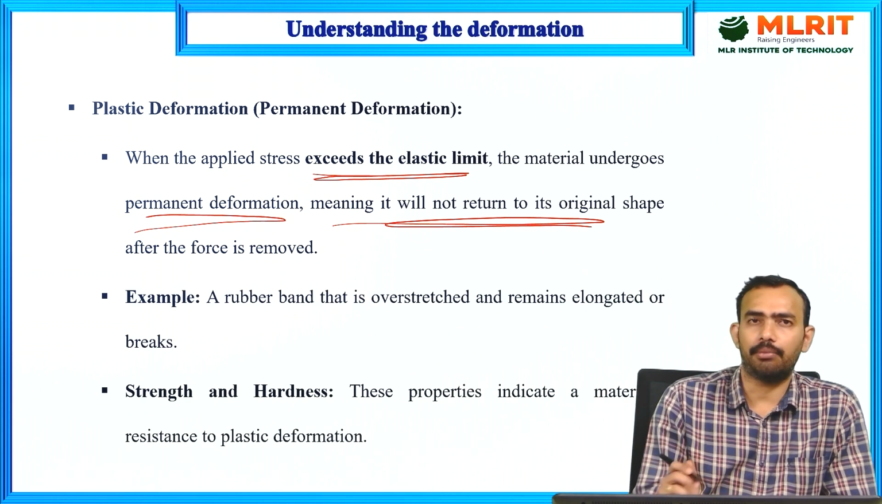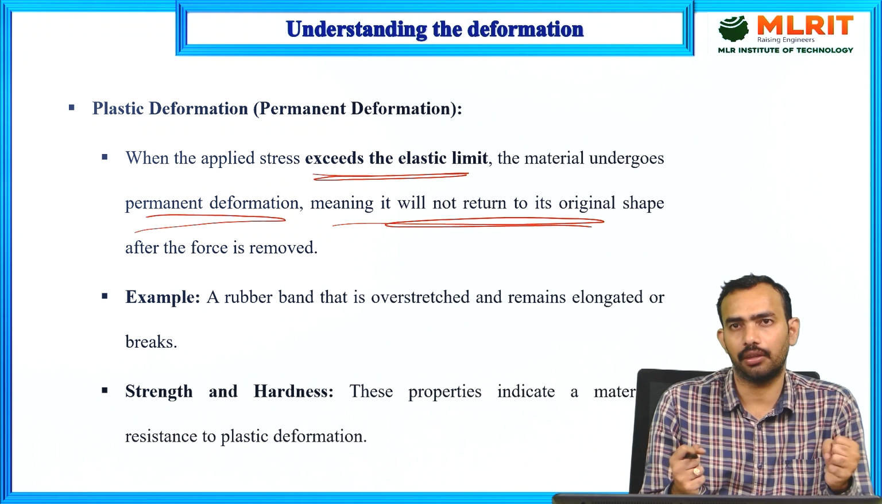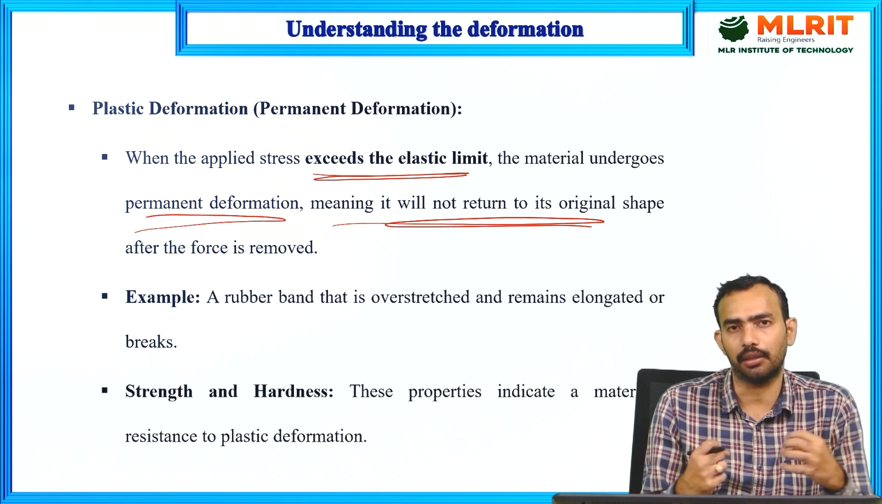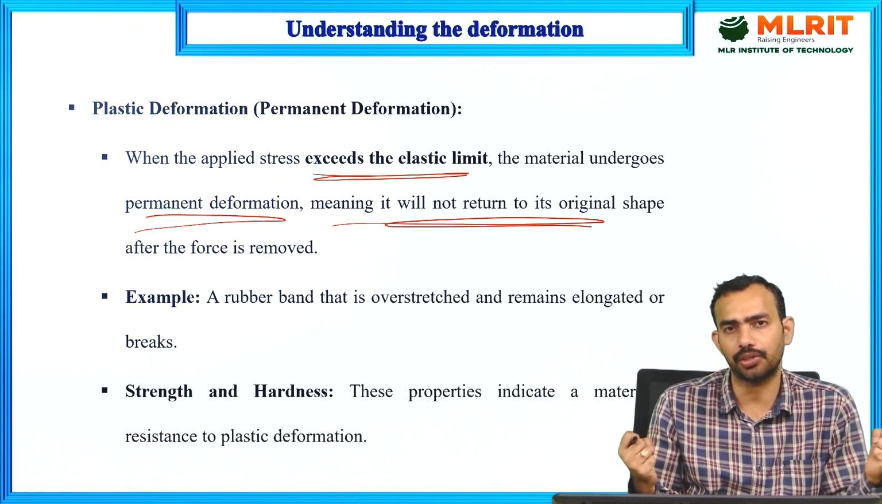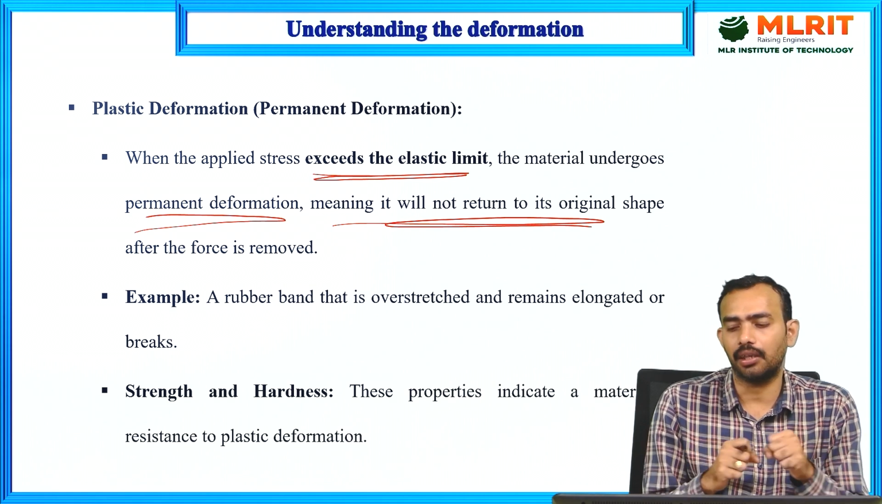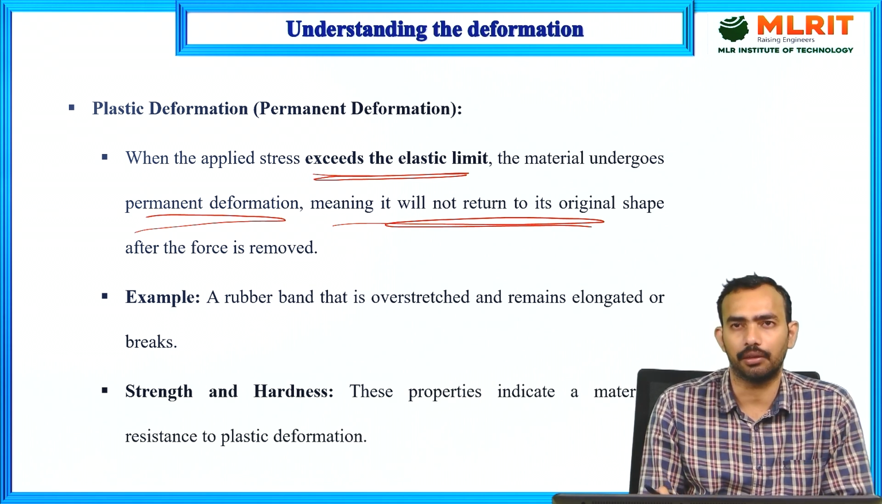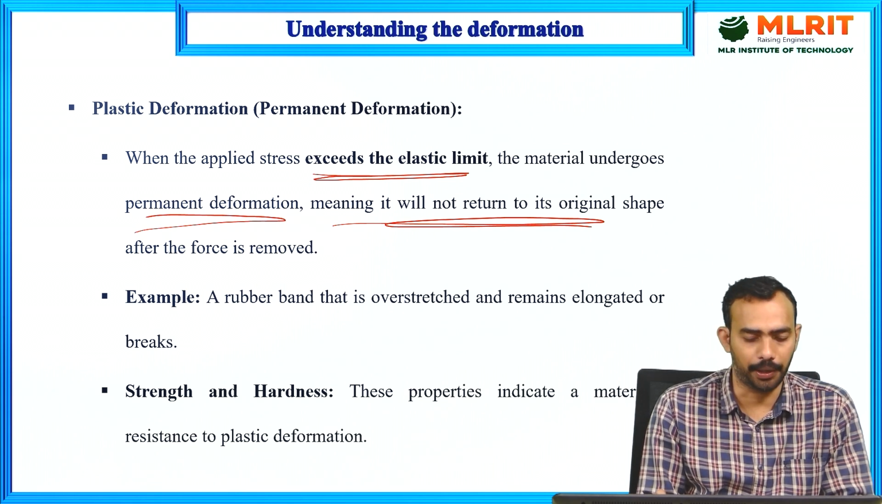Same case, if you look at a rubber band when it is overstretched, when more force has been applied on the rubber band so it is overstretched, then what happens? It breaks, and that becomes a permanent reshape, a permanent deformation for the rubber band.